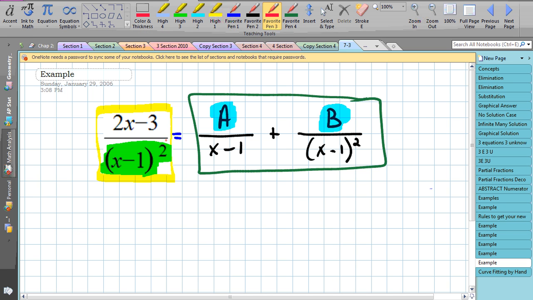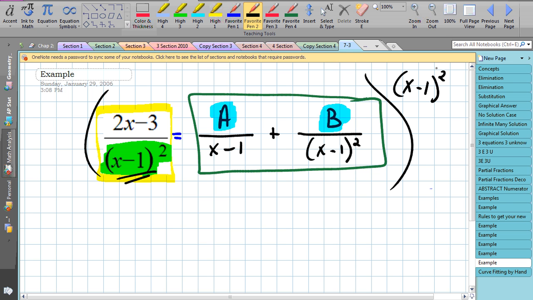So we did step one, that was already done for us, factor the denominator. Step two is set up our fractions using our rules. So let's move on to solving for A and B. So step three in the process is to take whatever this denominator is, x minus 1 quantity squared, and we're going to multiply through the entire equation by x minus 1 quantity squared.